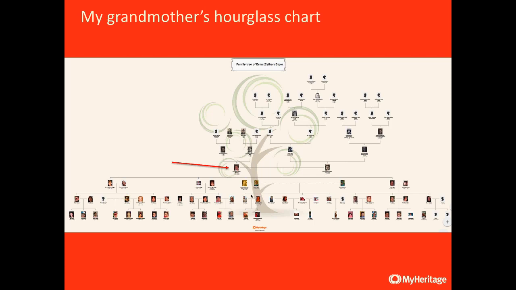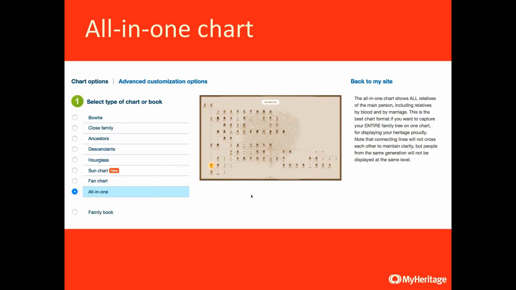Okay, let's actually skip the sun chart and fan chart that I will look at later because they are a little different, and let's move on to the all-in-one chart. The all-in-one chart is something pretty unique to MyHeritage. The other charts are pretty standard and available in other software and websites. It's industry standard, so to speak. The all-in-one is an ambitious attempt to try to create a chart that includes everybody in the tree.